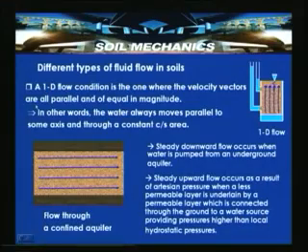A 1-dimensional flow condition is the one where the velocity vectors are parallel and equal in magnitude. So, in this case, say the flow is occurring with a head loss from point 1 to point 2. So, this is the flow direction where the flow is taking place. In other words, the water always moves parallel to some axis and through a constant cross section area. So, this is said to be 1-dimensional flow.